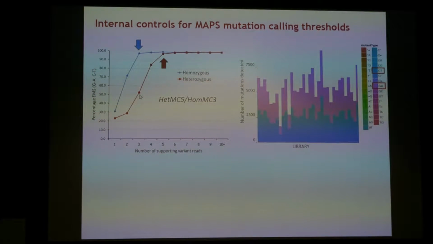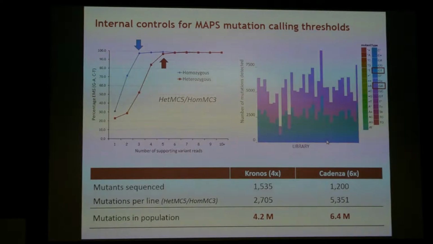If you look across, each line has a variance in the number of mutations. These are all different libraries. And you can see that the majority of the mutations are GA or CT across the different libraries. And the take home, basically, the numbers that we came up with in the end are these. So we sequenced 1,500 tetraploid lines and 1,200 hexaploid lines. We find roughly 2,700 mutations in Kronos and roughly 5,300 in Cadenza. So that means that in total we have 4.2 million in Kronos and 6.4 million in Cadenza.